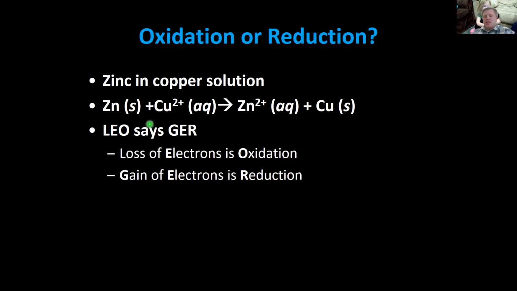Well, let's turn back to our old friend, the acronym. And the acronym we'll be using here is Leo says GER. So Leo says GER is short for loss of electrons is oxidation, and gain of electrons is reduction. All right, so the zinc species is losing electrons. So that loss of electrons means it's being oxidized. And the copper 2+ is gaining electrons, which means it is being reduced.